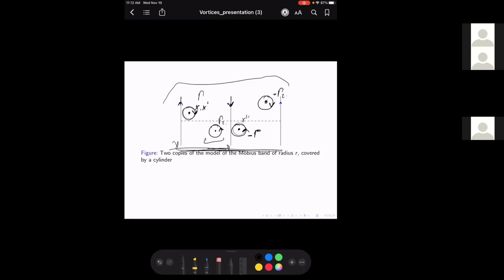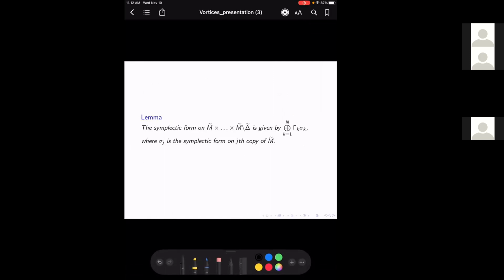And now, using this, for every point vortex x1, ..., xn, we choose the preferred lift xi prime, and look at the gammas, the strength of the point vortex at this preferred lift. So we establish that, and we can write the symplectic form on M tilde to the power n minus delta, which is our phase space, in this form, the sum of gamma k sigma k, where sigma k is the symplectic form of the kth copy of M tilde, and gamma k is the strength of our point vortices at our preferred lifts. And a little bit of computation can show that changing our preferred lift between xi prime and xi double prime does not affect our symplectic form. So this is well defined.